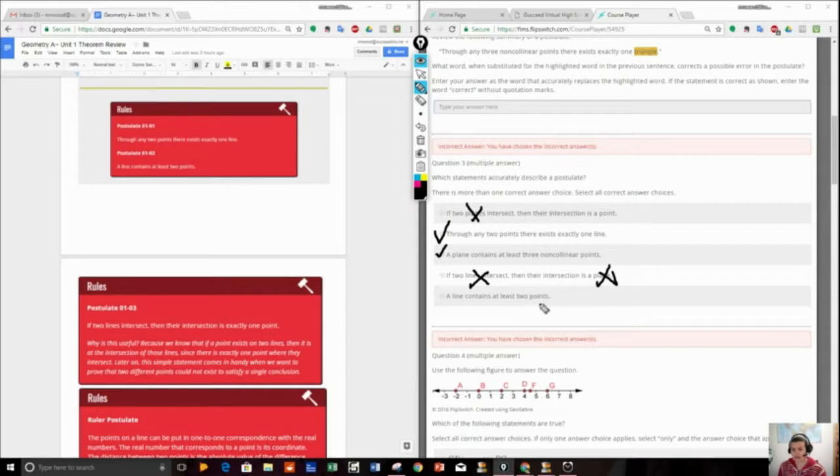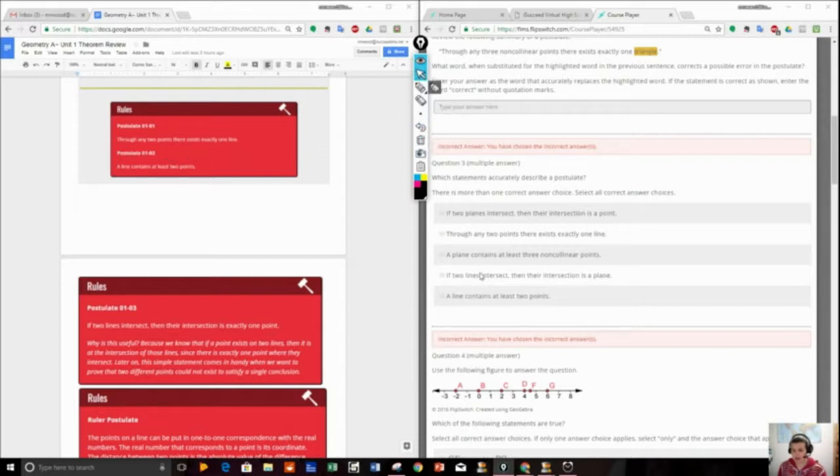A line contains at least 2 points. It was said word for word right there in our postulates. So yes, that one is an answer.